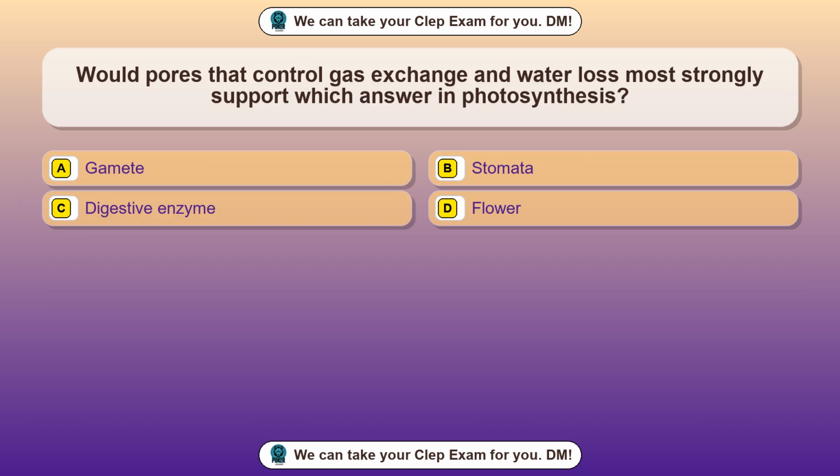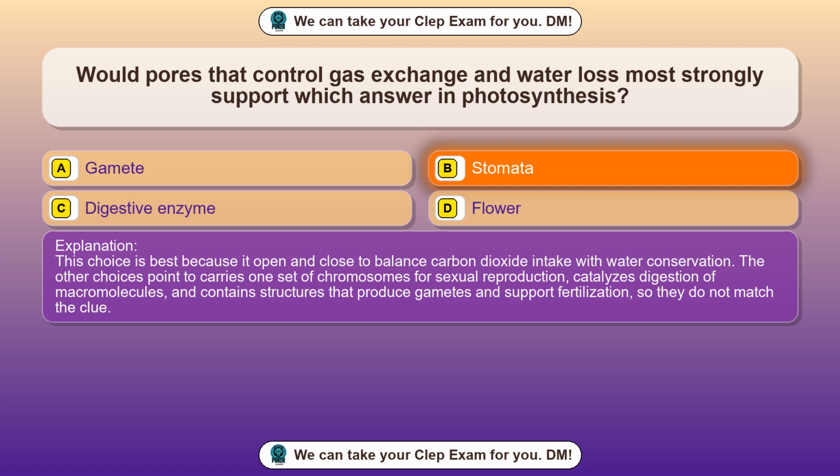Question 31. Would pores that control gas exchange and water loss most strongly support which answer in photosynthesis? Option A, gamete. Option B, stomata. Option C, digestive enzyme. Option D, flower. The correct answer is option B, stomata.